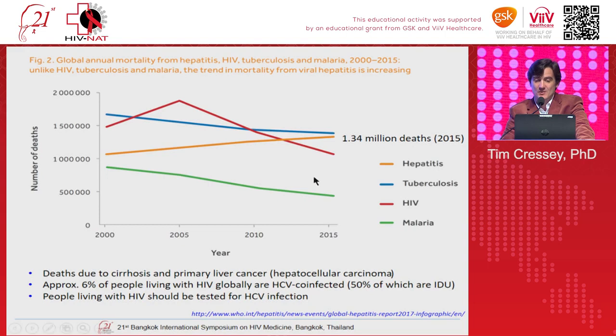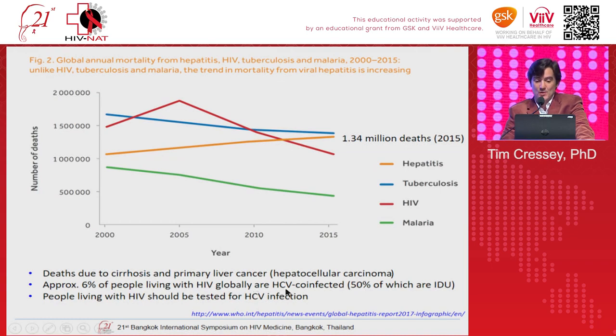When we look at deaths compared to the other common diseases, tuberculosis, HIV, and malaria, just to note this is hepatitis, so it includes hepatitis B. The number of deaths is high and continuing to increase while HIV is coming down, mainly due to cirrhosis and liver cancer.